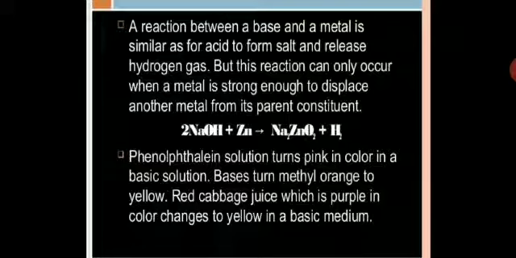Then what happens when you add phenolphthalein indicator to this? It will turn pink. This is a very prominent test to check the presence of bases, because in no time it will give pink color. Bases turn methyl orange to yellow. Red cabbage juice, which is again an indicator and is purple in color, changes to yellow in basic medium. So all these indicators will indicate the presence of a base or basic substances.